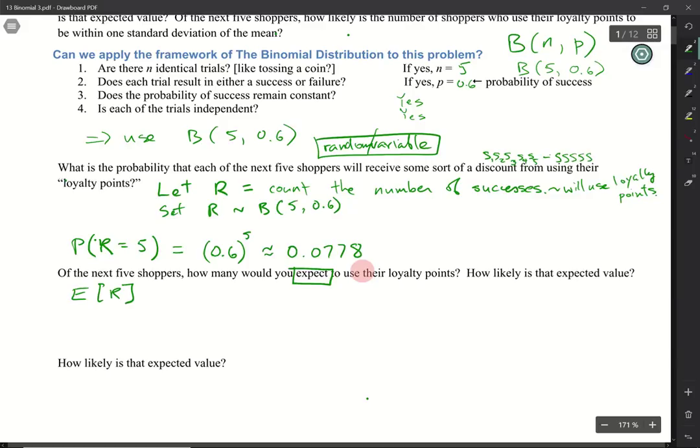What's the expected value of R? Because it's binomial with N and P, it's equal to NP. In this case N is 5 and P is 0.6, so it's 3, because 5 times 6 is 30, and then you have the decimal point. So it's 3. Okay, so you would expect 3 to do them. And how likely is that expected value?